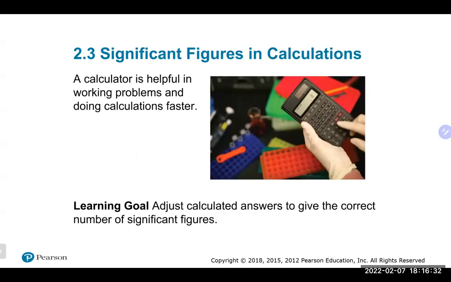Now that we've identified how to count significant figures, let's talk about when we do calculations. The really important part is how to properly give your answer to the correct number of significant figures. You always want to do that. When we do calculations, there are really two sets of calculations we do. We typically will either multiply or divide.